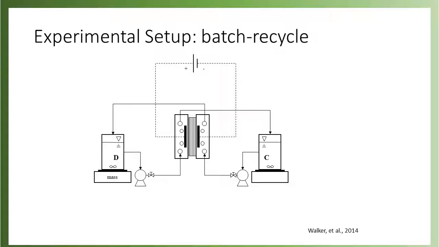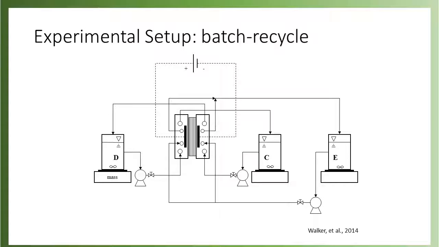Basically, at the beginning of the experiment, we have the same concentration of salt in the diluate and concentrate, and as time goes on, the salt concentration in the diluate goes down, and the salt concentration in the concentrate increases. And we have an electrorinse system, which supplies the catholyte and anolyte to the electrodialysis.